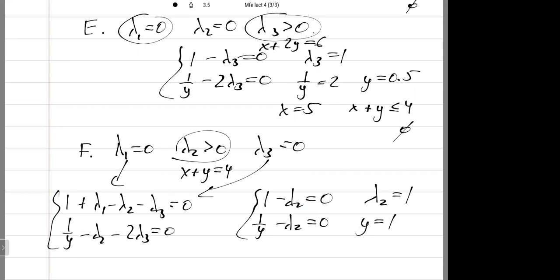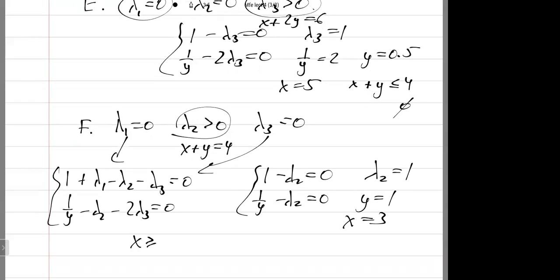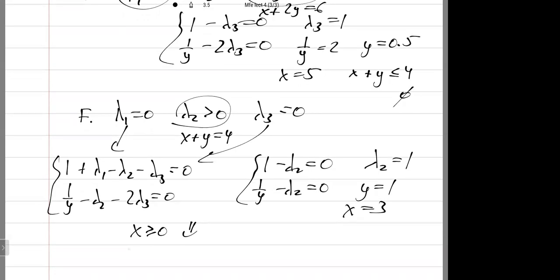And y is 1, and x is 3. So basically, we need to check all the constraints. We have x is greater than 0, that's satisfied. X plus 2y is less than 6: for 3 and 1, it will be 5, it's satisfied. And everything else is fine.